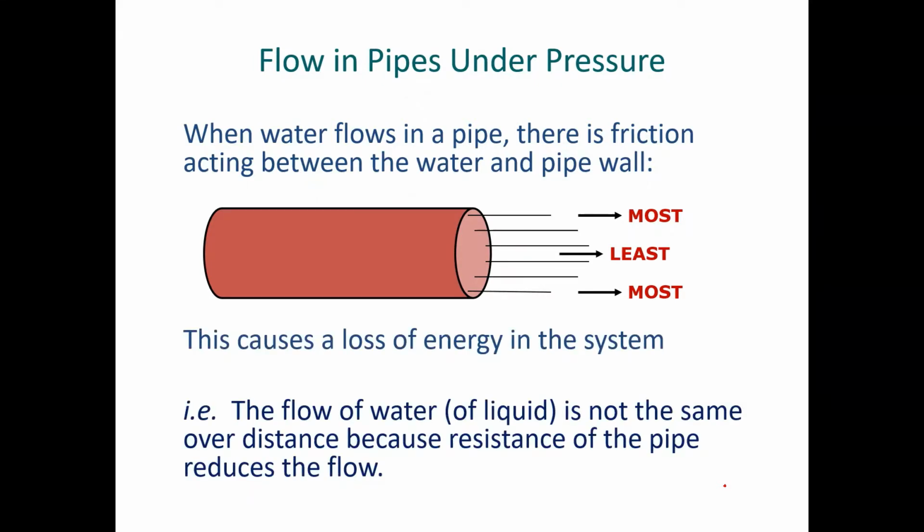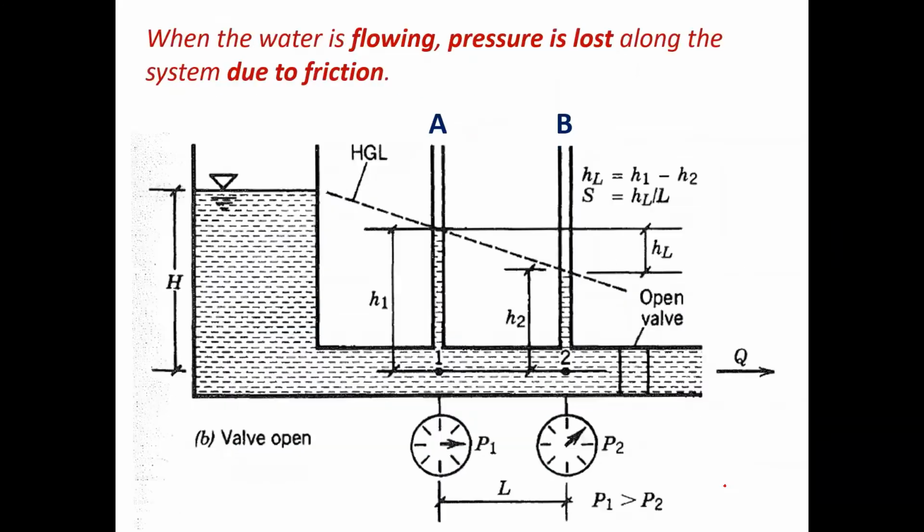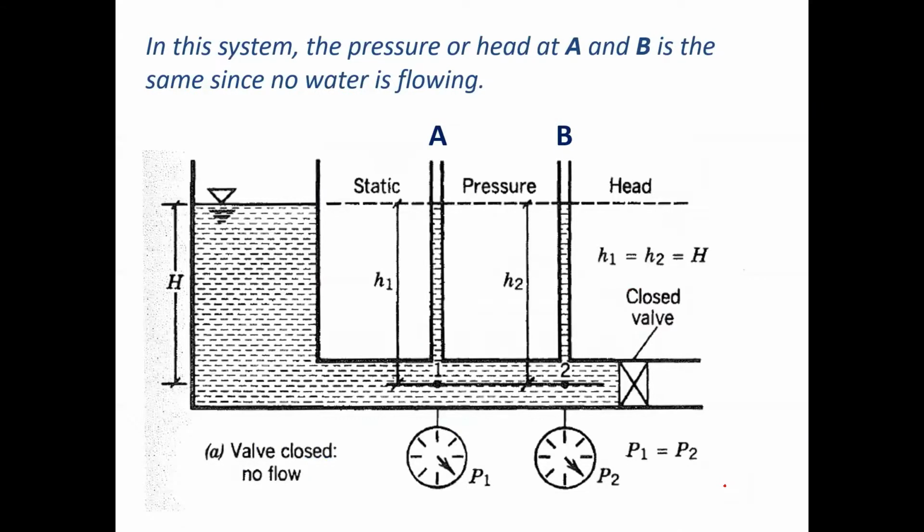So this says here, the flow of water is not the same over distance because the resistance of the pipe reduces the flow. If you take a look at this system, we have a height or a depth of water. If there are two gauges at P1 and P2, they're exactly the same because the depth of the water is the same. In fact, you can see we have piezometers measuring the water at A and B.